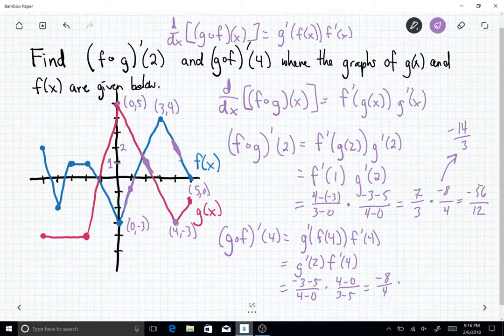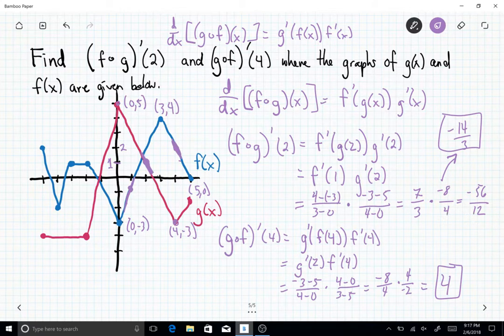And then this other one, what do we have? We have 4 over negative 2. Is that right? Yeah. Okay, so notice that's negative 2 times another negative 2. And so that'll make positive 4. So those were our final answers in terms of using the graphs. So hopefully that made sense. If not, ask a question, let me know.